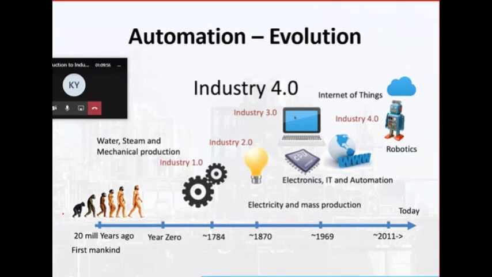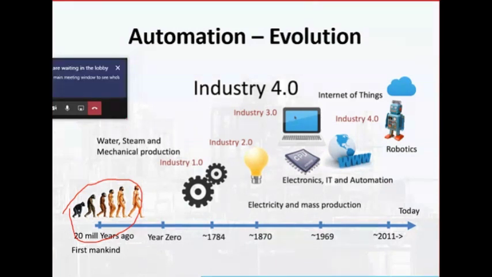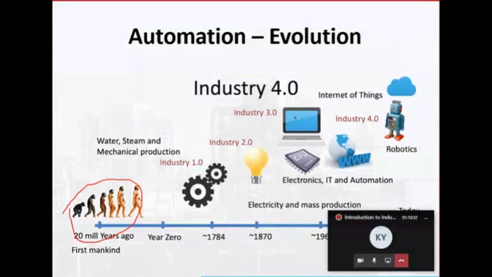So actually, this is considered to be the beginning of the human, 20 million years ago. So first there was mankind 20 million years ago, and for a very long time people were doing all the tasks manually. Then around the 1780s, people started to use mechanical stuff like pulleys and chains. This is mainly industry 1.0, sometimes called the industrial revolution or first industrial revolution.